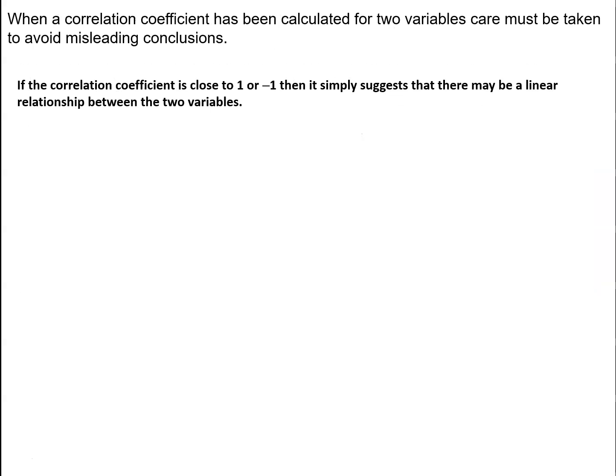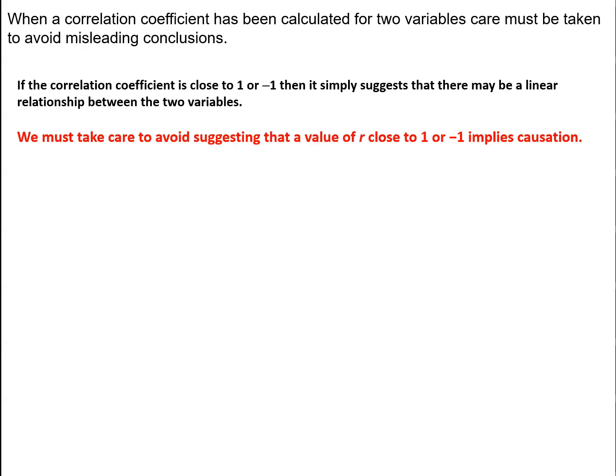It's really important, though, that we take care to avoid misleading conclusions. If the correlation coefficient is close to 1 or minus 1, then it simply suggests that there may be a linear relationship between the two variables. We must take care to avoid suggesting that a value of r being close to minus 1 or 1 implies causation.